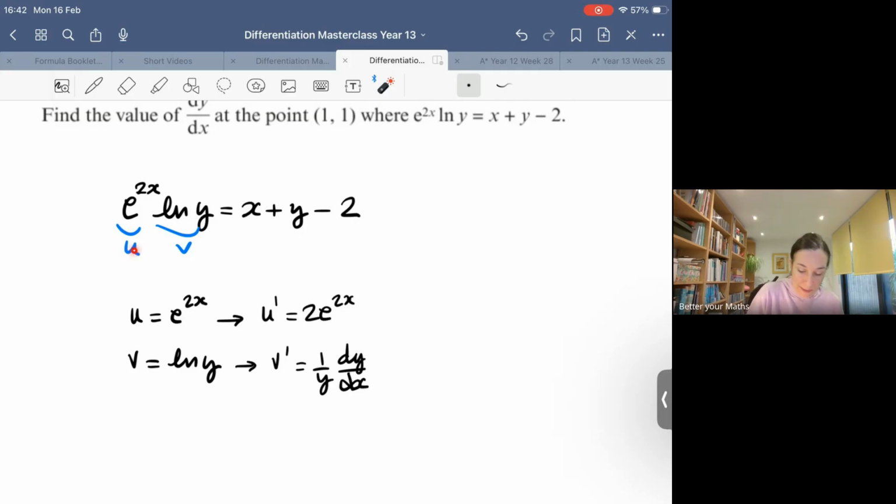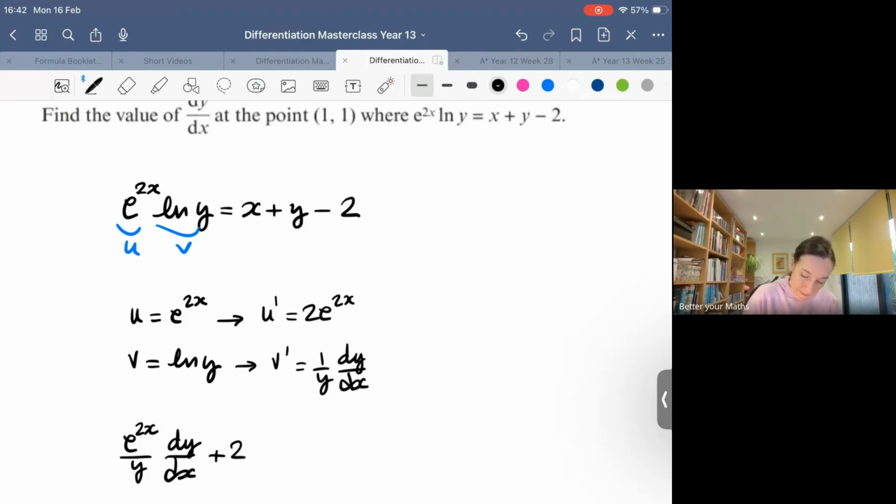So let's go back to this expression. I have this one multiplied by this one. So I have e to the power of 2x divided by y dy by dx. I'm multiplying this by this plus this by this. So plus 2 e to the 2x ln y. That's the derivative of the first half of my equation.